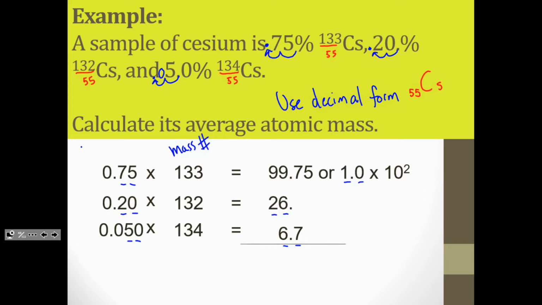And what you're going to do after that is add up. It's a total. It's a sum. It's a summation. And when you add these up, you're going to get the weighted average. This is actually how we calculate our grades.